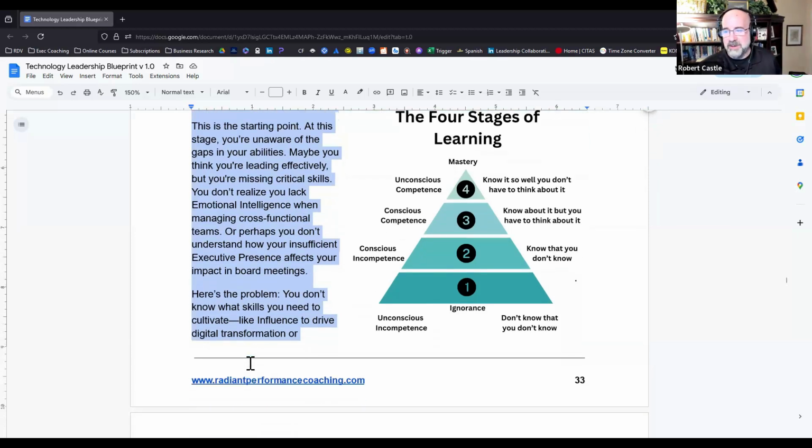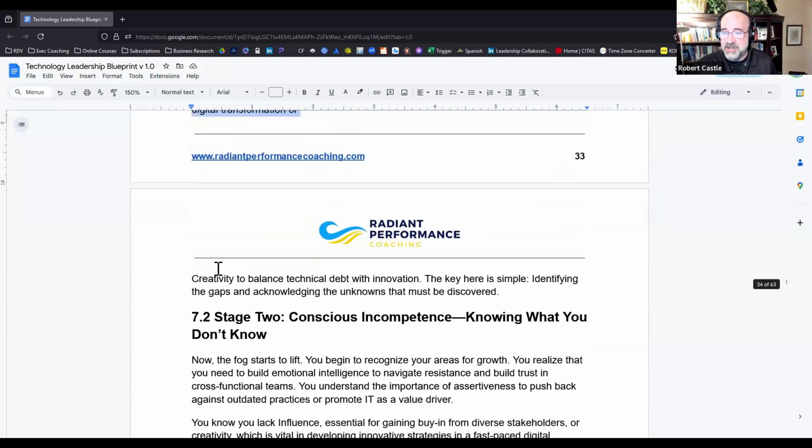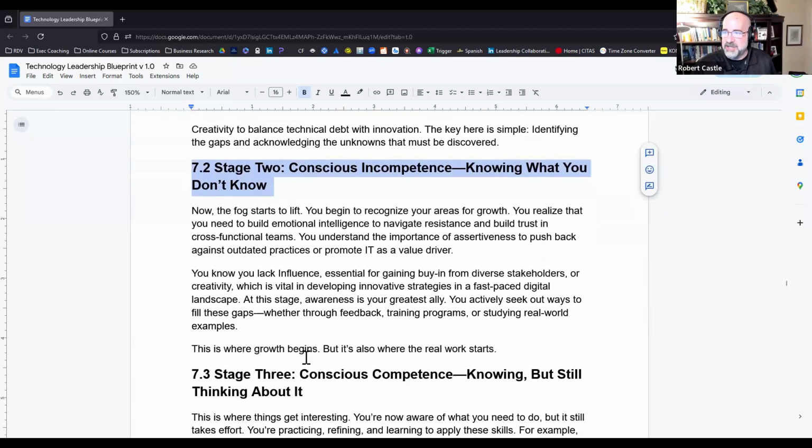Here's the problem. You don't know what skills you need to cultivate, like influence to drive digital transformation, or creativity to balance technical debt with innovation. The key here is simple: identifying the gaps and acknowledging the unknowns that must be discovered. Now, the second stage, stage 2, conscious incompetence, or knowing what you don't know.